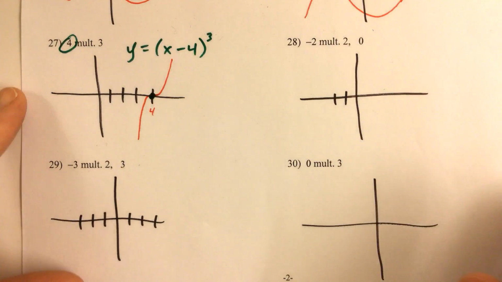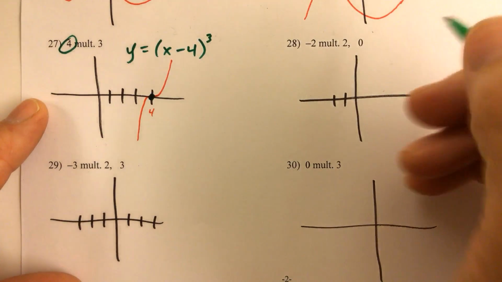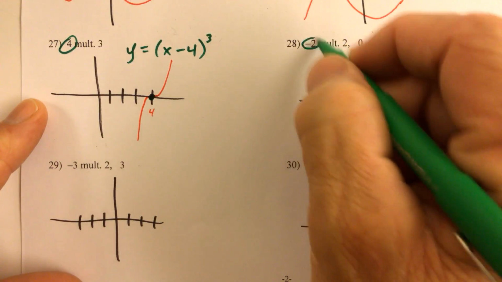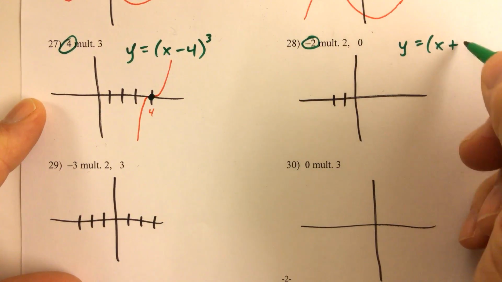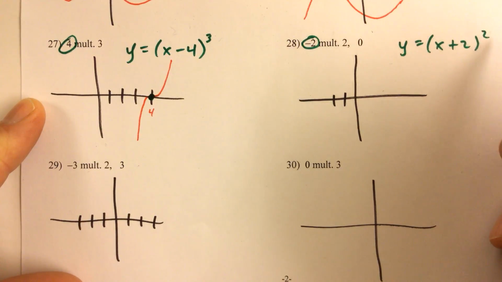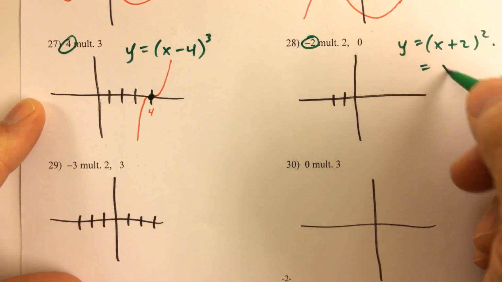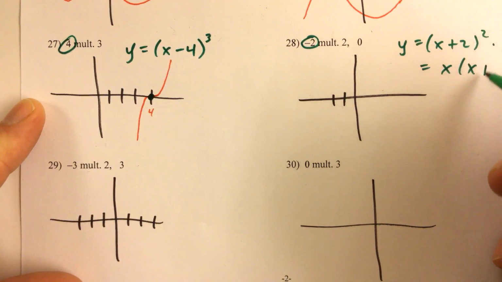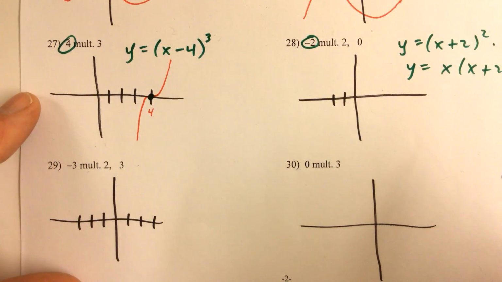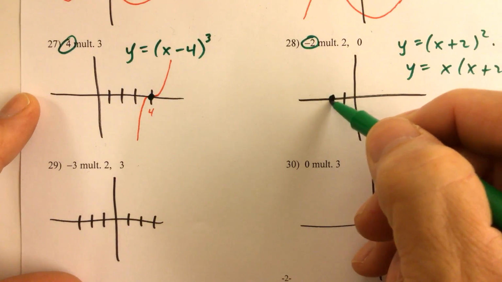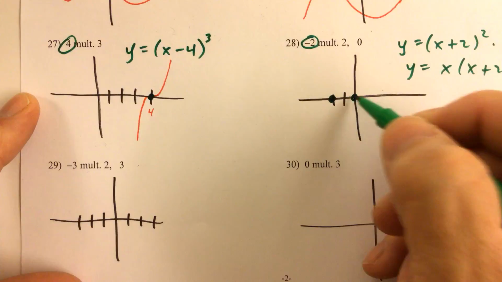And then we have negative 2 as a 0, so y equals x minus negative 2, or x plus 2, multiplicity of 2, times x minus 0. We'll just write that as x. I would prefer actually writing the x first, so we have x times x plus 2 squared. So negative 2 is a 0, 0 is a 0.